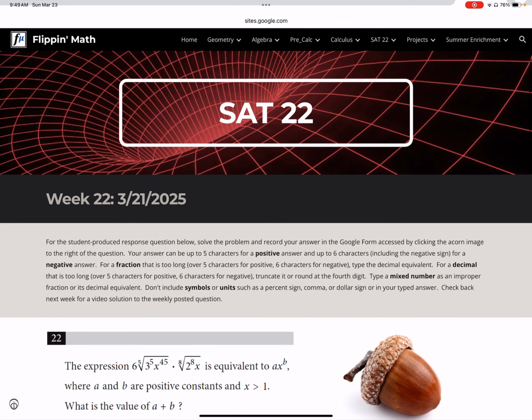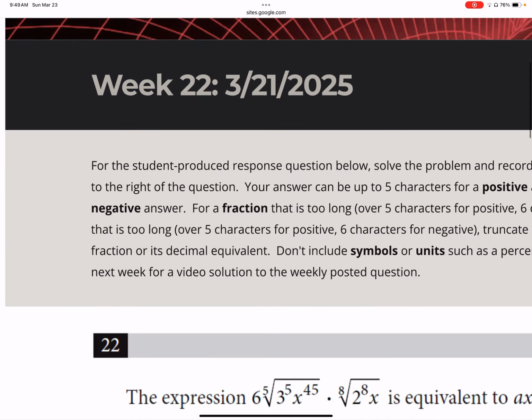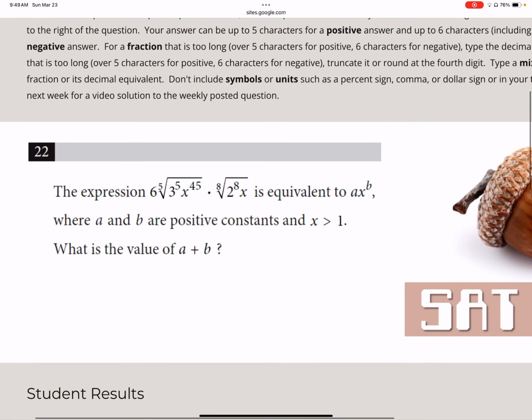All right, here we are, SAT 22 for week 22. It is a student-produced response question, and let's take a look at it. The expression 6 times the fifth root of 3 to the fifth times x to the 45th power times the eighth root of 2 to the eighth times x is equivalent to a times b to the x, where a and b are positive constants and x is greater than 1. What is the value of a plus b?